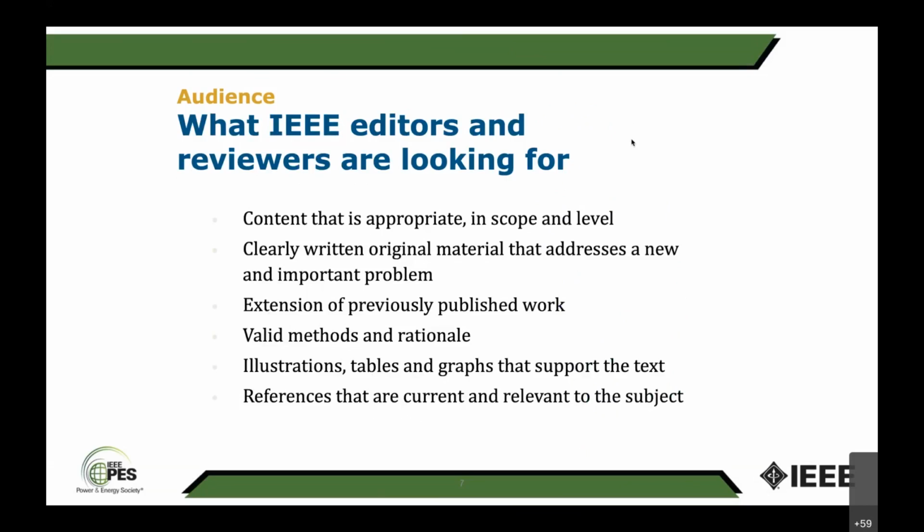So first of all, they ask the question: is the content you are presenting appropriate for this journal in scope and level? What do you mean by this? Suppose we have a transaction called IEEE Transactions on Smart Grid. That's a journal. It has a scope. If you send a paper that deals with electric machine design to a journal called Smart Grid, that is not appropriate. That is not in scope. As a result, your paper will be rejected without review.